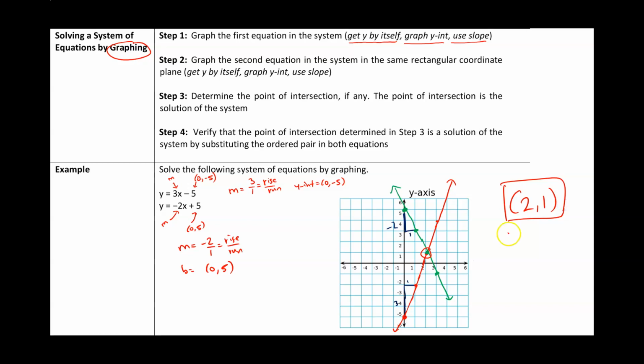And I'm not going to do this, but for a quiz, you should be checking your answer. So, first equation is y equals 3x minus 5. So instead of y, replace it with the 1. And instead of an x, replace it with the 2. And see, is the left side equal to the right side? Then do the same thing for the second equation. The y value is 1, so you're going to put 1. Then you have a negative 2 times x, which is 2. And then you have plus 5. So once again, see, does the left side equal the right side? And if that's the case, then you know you did it correctly.